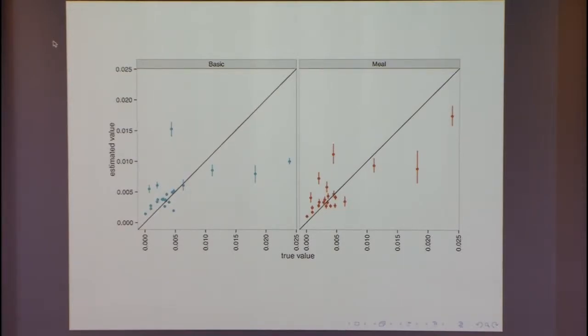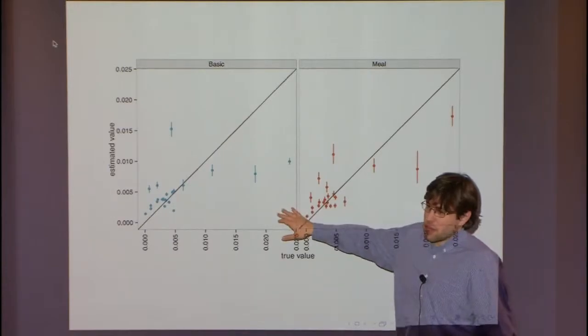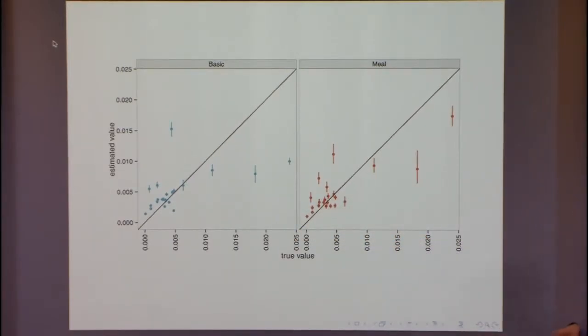0.02. So then the question is, if we wanted to decide which definition seems to be working better, the basic definition or the meal definition, yep? So there seems to be a systematic overestimation and small problems.